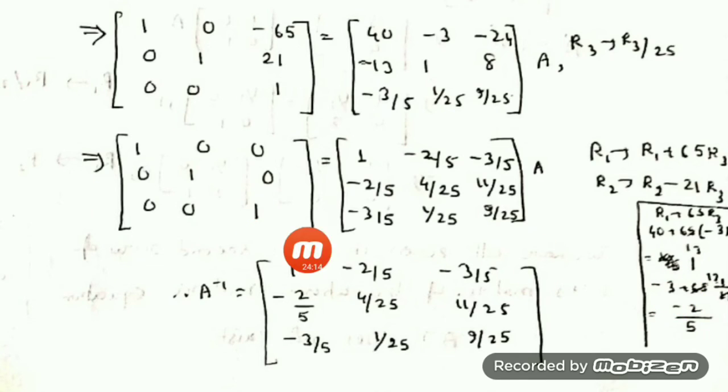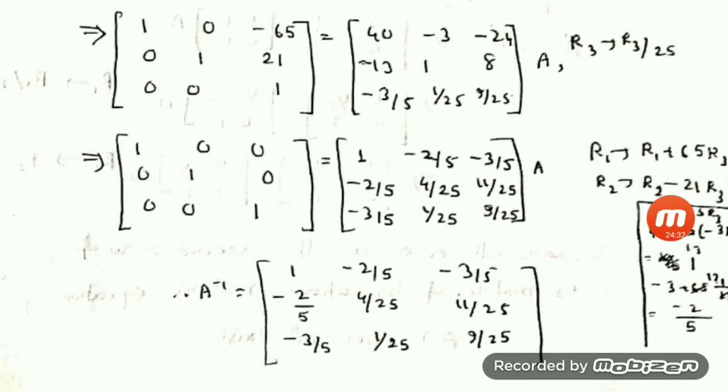So this becomes 1. Next, minus 3 into 65 into R3. Calculating it, we get minus 2 by 5. So this is done. Then minus 24 into this one, 65 into R3. After cancelling, you will get minus 3 by 5.